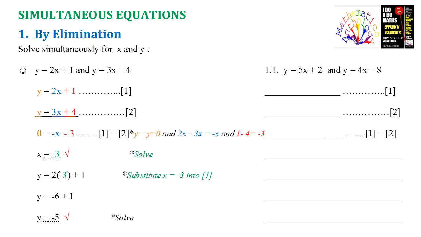Let's look at simultaneous equations. The first type of simultaneous equations we'll look at is elimination. So, instructions: solve simultaneously for x and y. We are given two equations here.